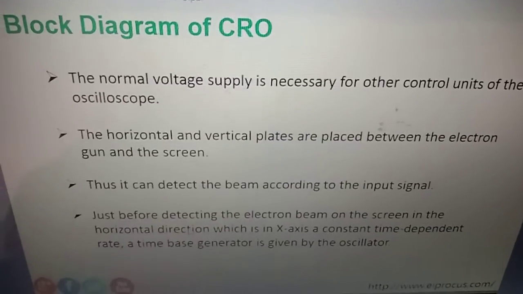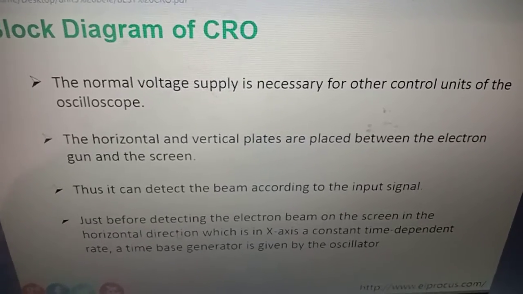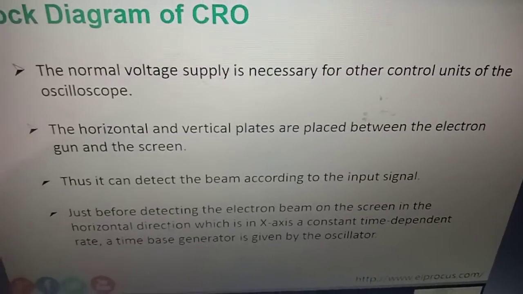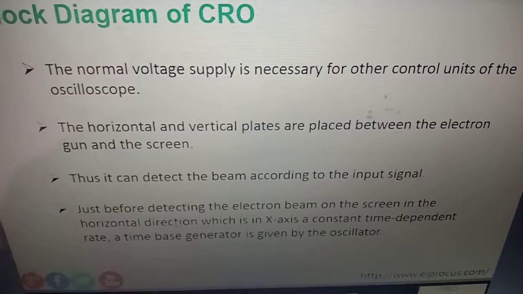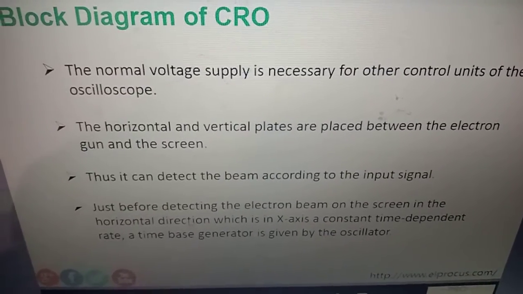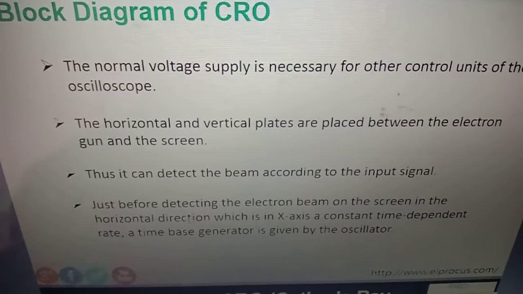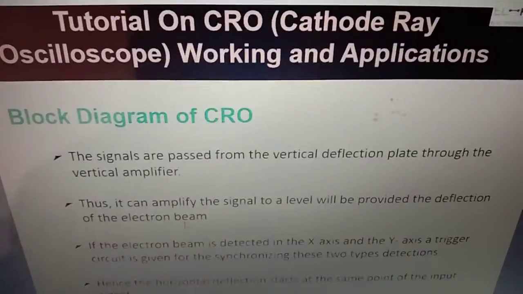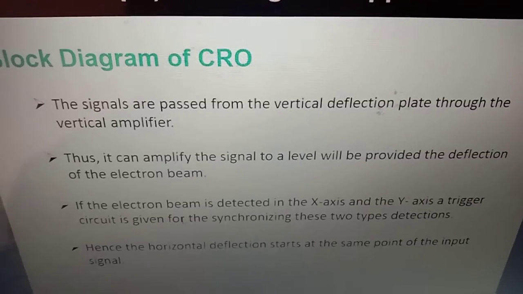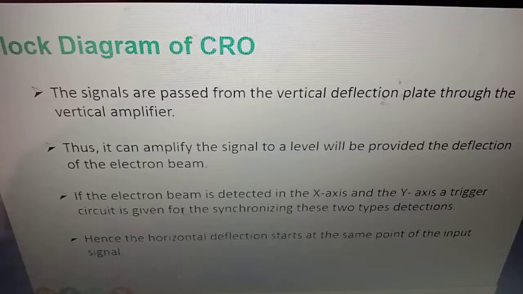The normal voltage supply is necessary for the other units of the oscilloscope. The horizontal and vertical plates are placed between the electron gun and screen, as you have seen in the block diagram of the CRO. They deflect the beam according to the input signal. The signals are passed to the vertical deflection plates through the vertical amplifier, which amplifies the signal to a particular level.